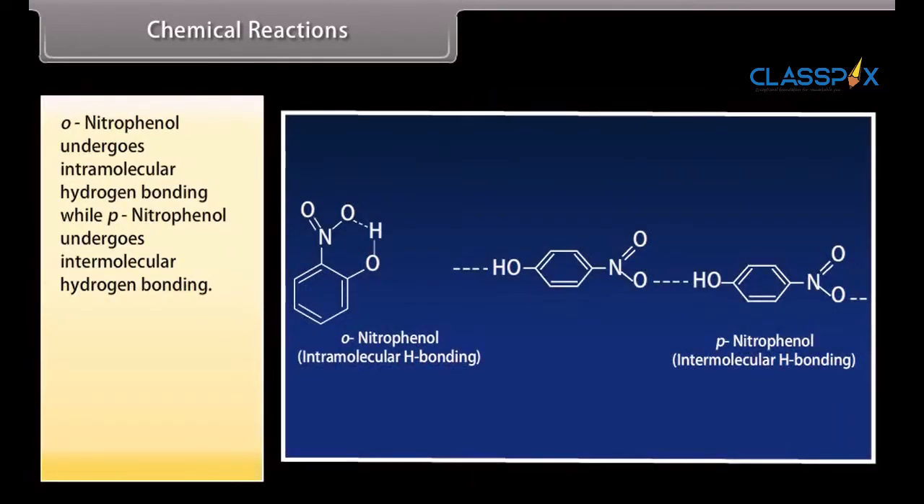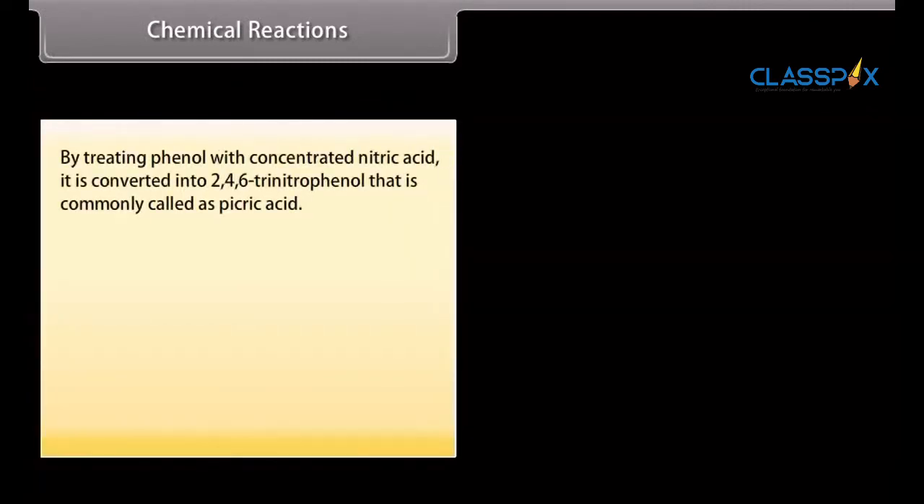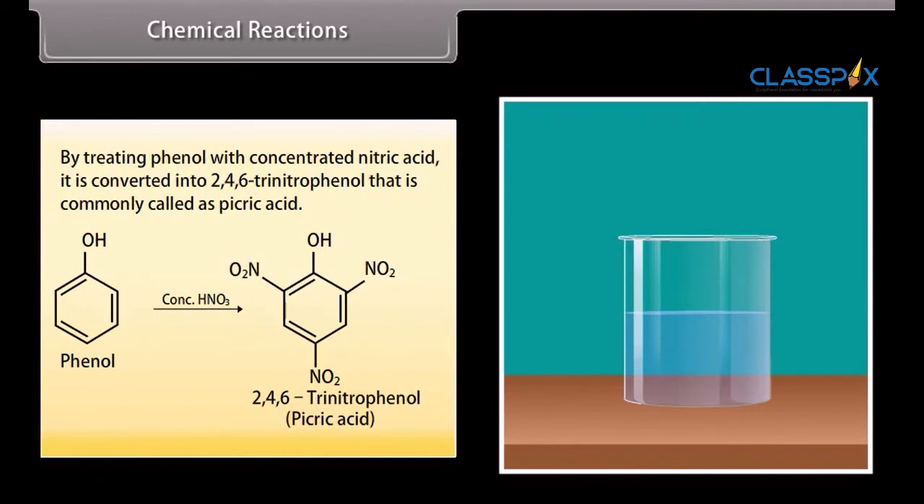Orthonitrophenol undergoes intramolecular hydrogen bonding, while paranitrophenol undergoes intermolecular hydrogen bonding. Orthonitrophenol is steam volatile, whereas paranitrophenol is less volatile due to the association of molecules and so can be separated by distillation. By treating phenol with concentrated nitric acid, it is converted into 2,4,6-trinitrophenol, that is commonly called picric acid. Phenol is converted into picric acid by treating it with concentrated nitric acid.